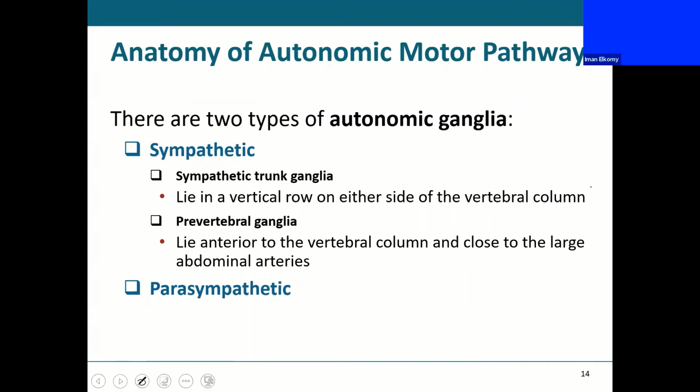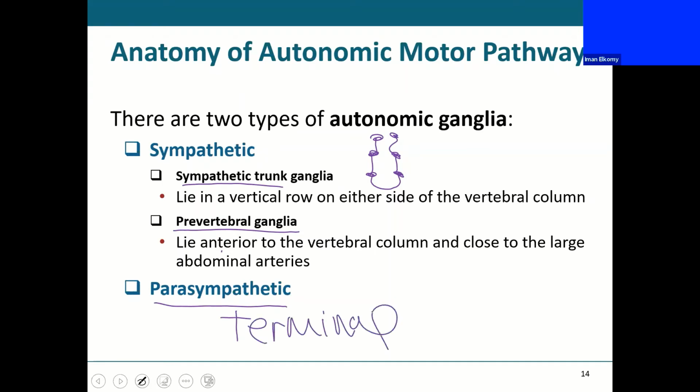So the ganglia in your sympathetic trunk, that was that long bead on either side of the spinal cord, remember? Or the prevertebral ganglia, the ones you saw up top coming right off of those nerves. Either way, they're both very close to the spinal cord. And then we have the parasympathetic, where your terminal ganglia are either inside of the organ or right next to it.